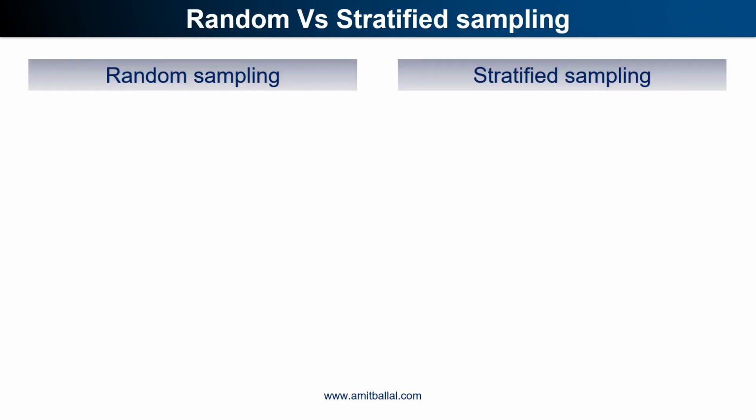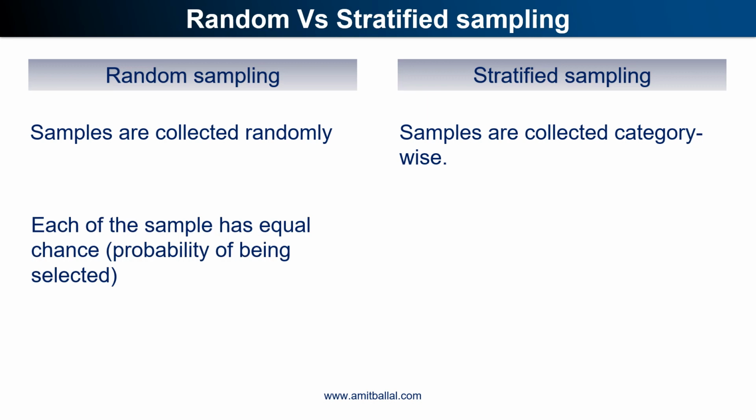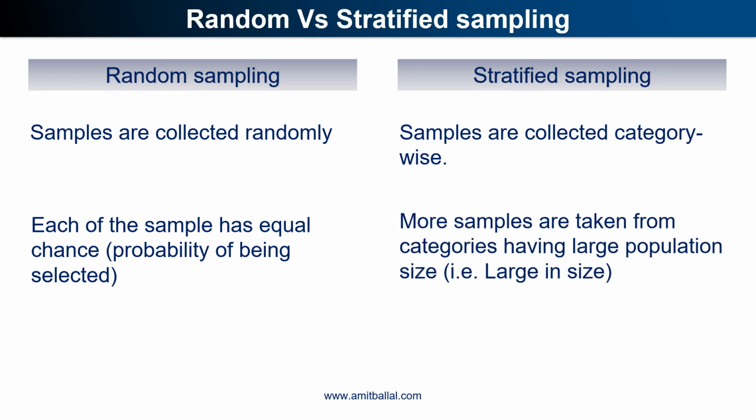Prior to understanding stratified sampling, let's understand the difference between random and stratified sampling. In random sampling, samples are collected randomly, as its name also denotes. In stratified sampling, samples are collected category-wise. In random sampling, each sample has equal probability, that is, an equal chance of getting selected. In stratified sampling, more samples are selected from the categories having large population size.